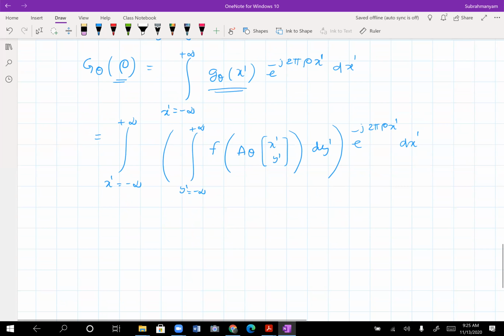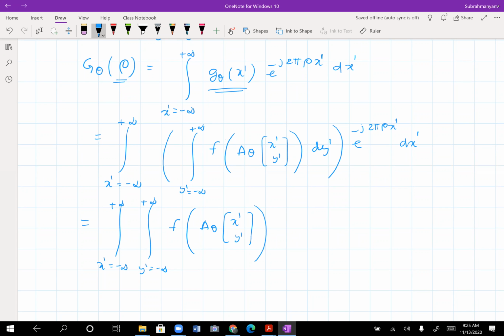Okay, so let me now take that out. My x prime is varying from minus infinity to plus infinity. Y prime is varying from minus infinity to plus infinity. F of a theta of x prime y prime, into e power minus j times 2 pi rho x dash, into dy dash or dy prime, whatever you call it. Okay, this is what. Then what do you think we should do now?